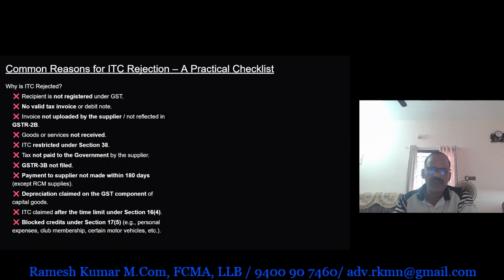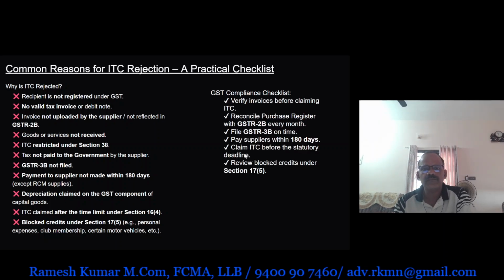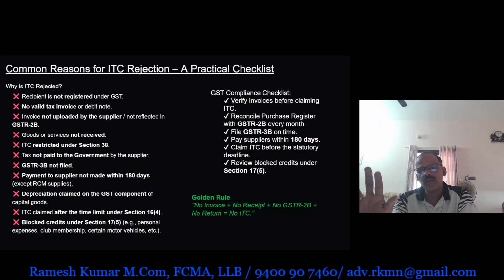So then my suggestion to avoid these problems, always follow a compliance checklist. Let me give you the checklist. Pay suppliers within 180 days. File your GSTR 3B on time. Claim ITC before the deadline. And always verify blocked credits. So we have a golden rule. No invoice, no receipt, no GSTR 2B, no return, sorry, no ITC. I hope you understood this. Very important.